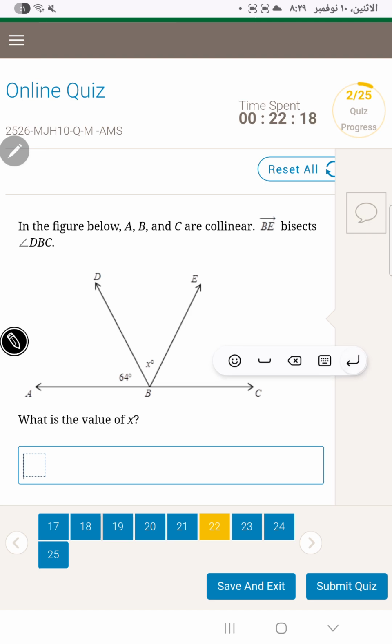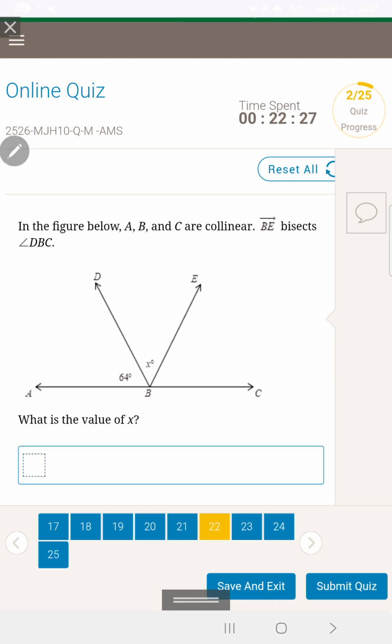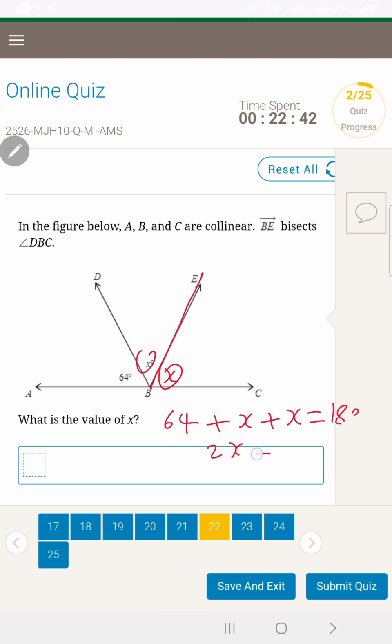Question number 22. So here BE bisects DBC. BE bisects DBC means here you have x because this is the bisector of the angle. So these angles must be equal. 64 plus x is equal to 180. So 2x is equal to 180 minus 64. We divide by 2 both sides and then we get the value of x.